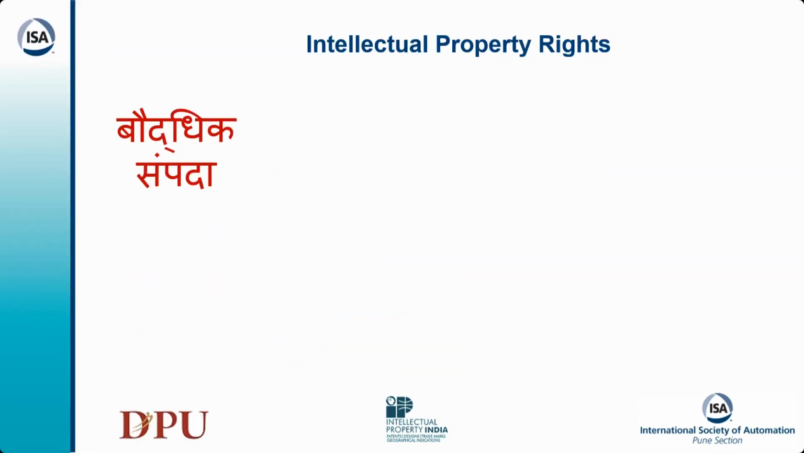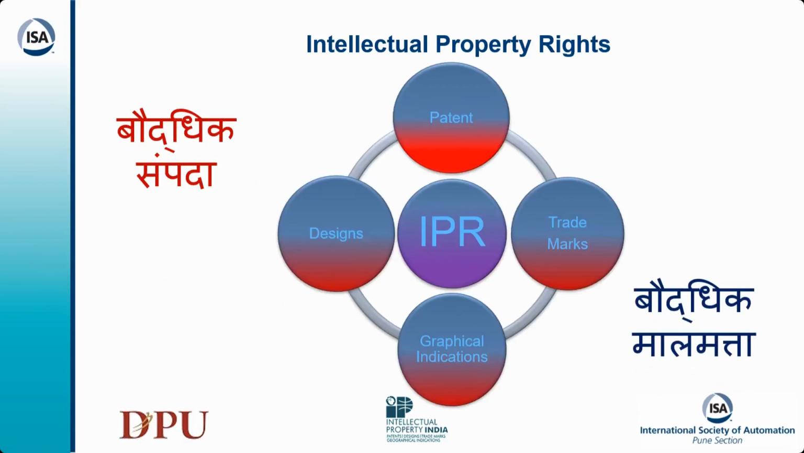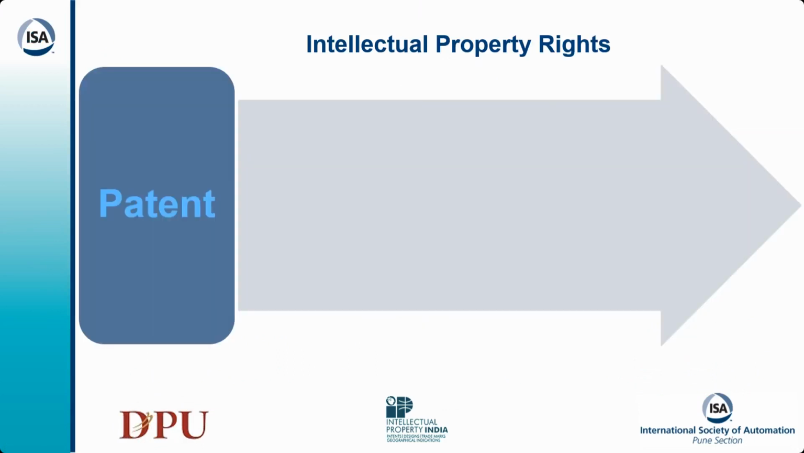So intellectual property right, which is also called Bodhik Sampada, another name is Bodhik Malmatta, and the main content is divided into four parts. Patents, basically. Second one is trademarks. Third one is geographical indications and designs.